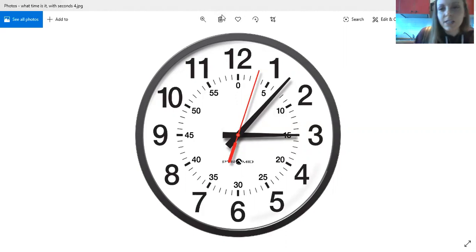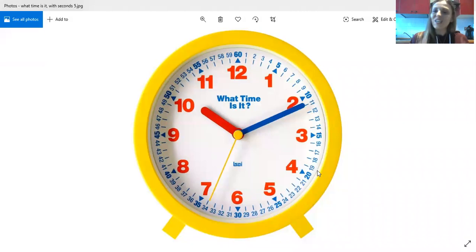Let's see another picture though. Let's see if we can tell the time on another picture. Okay, let's see if I find one. Okay, this one is actually really nice. This is really a nice clock. We see the short hand on 10, the long hand on 11, maybe between 2 and 11. And the yellow line stands for seconds. The blue line stands for minutes. And the red line stands for hour.